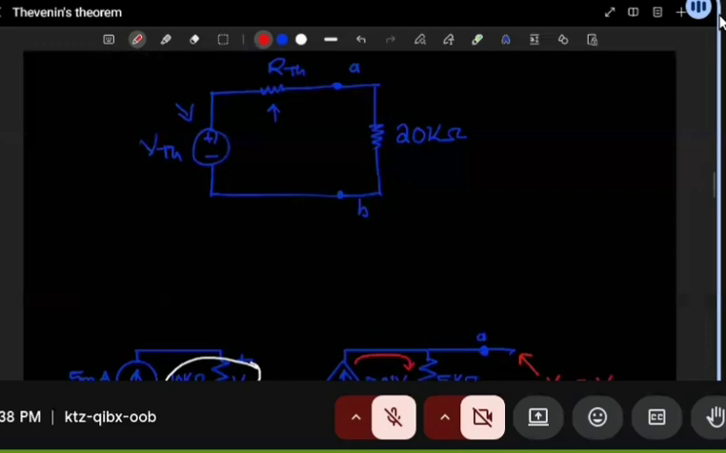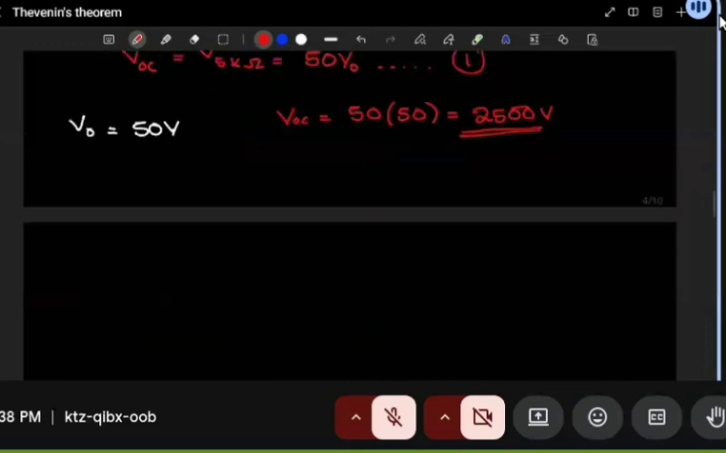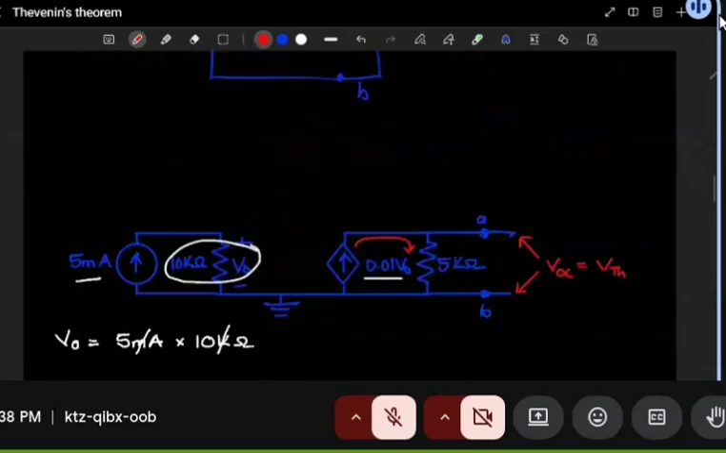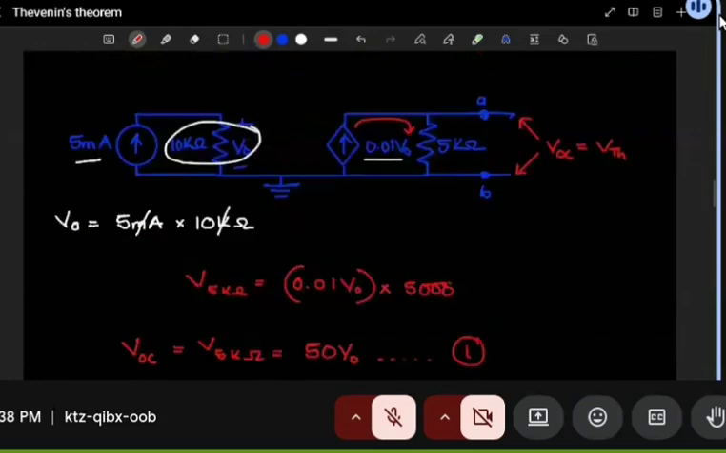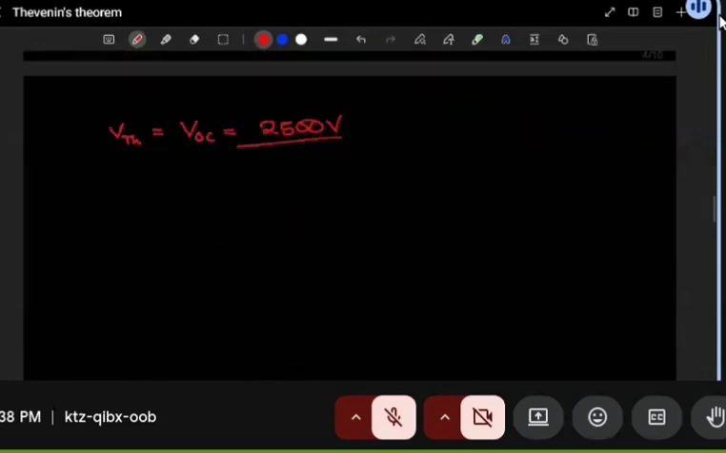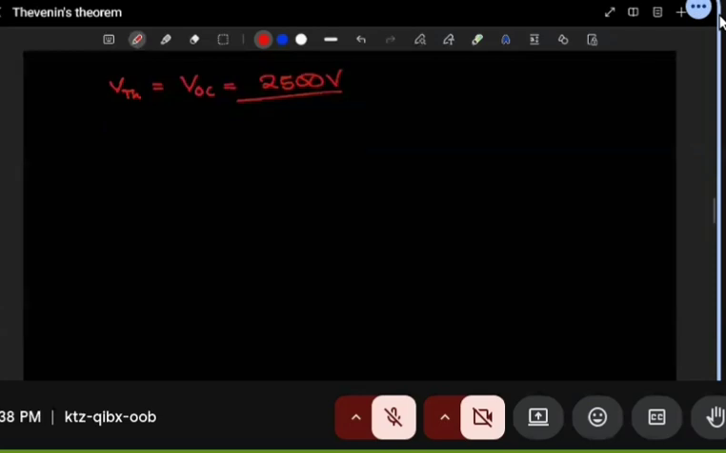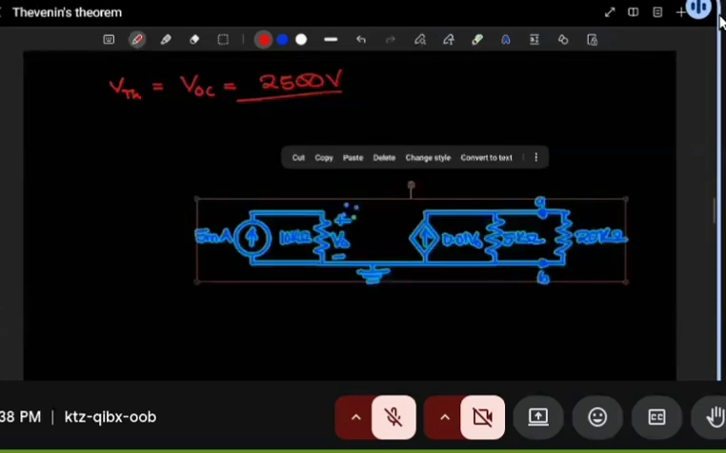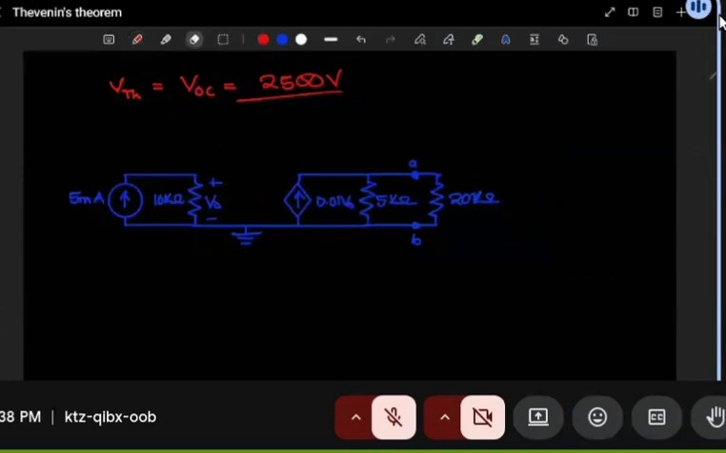Once we have obtained our V open circuit, remember V Thevenin is the same as V open circuit, which is 2500 volts. Now we want to find our R Thevenin. But to find it, like I pointed out, we are going to use an in-between step. What we're going to do here is find the short circuit current.